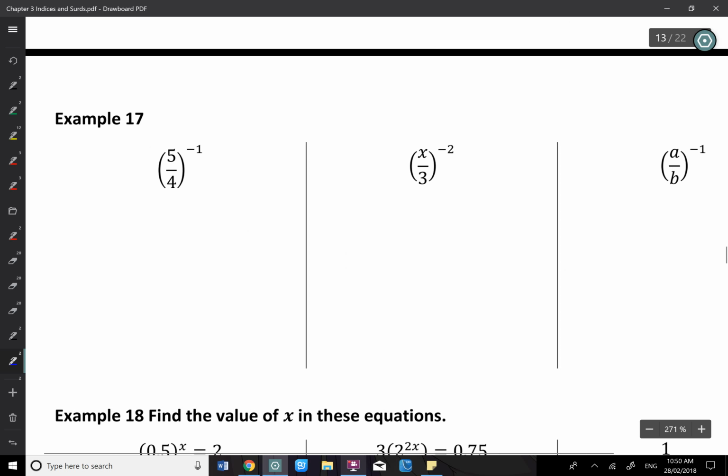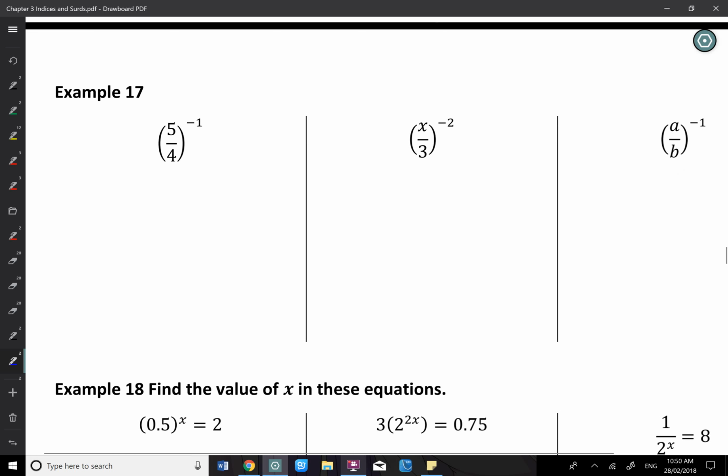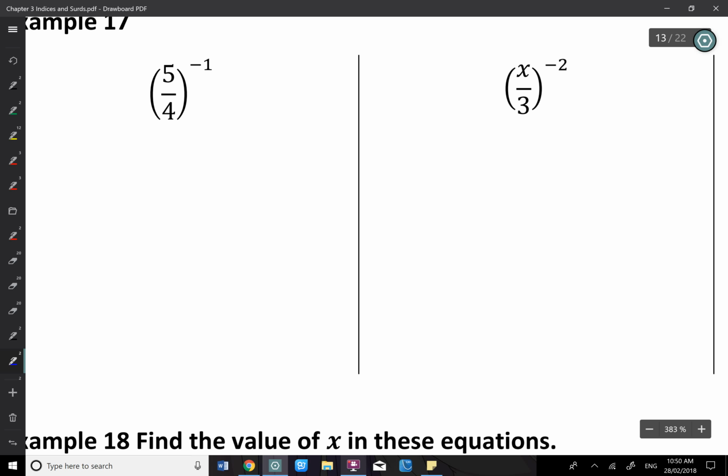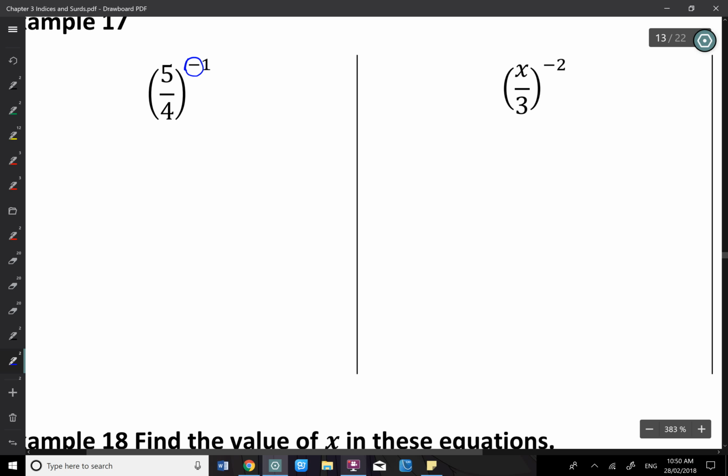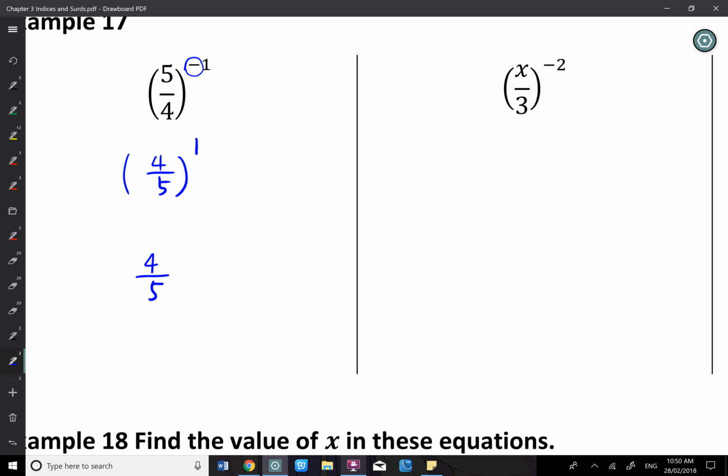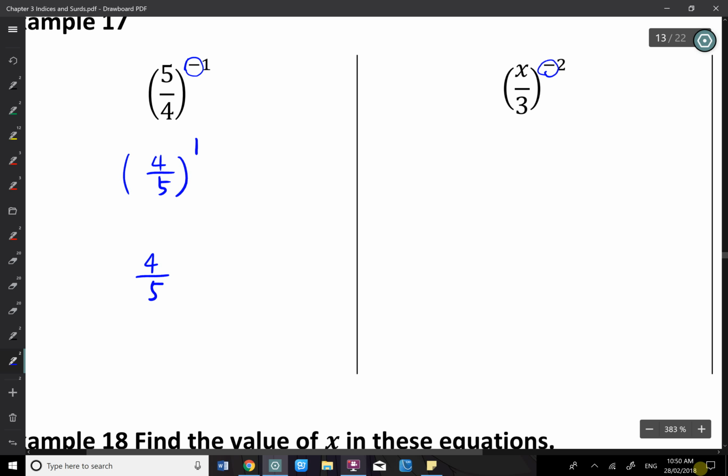If you have something where everything gets powered by a negative, not like an inside negative, it's like everything is powered by the negative, what you can do is the negative sign will flip the fraction. So that one will just become 4 over 5 then to the power of 1. That is just 4 over 5. You can deal with the negative first. The negative just flips the fraction it connects with. And then here's the negative. What I'll do is 3 over x then to the power of 2.